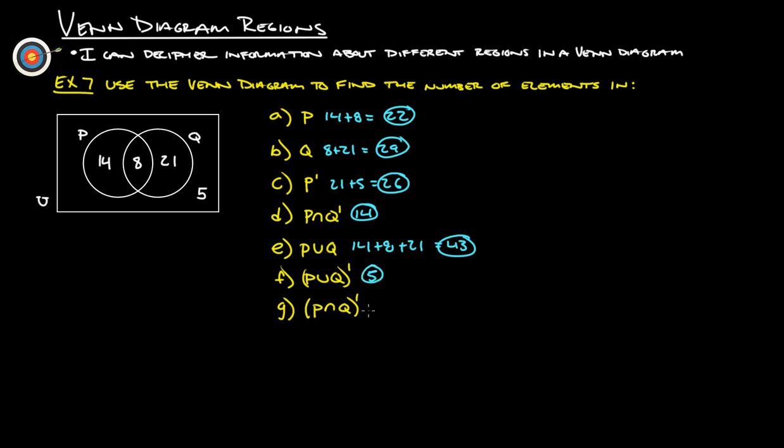And then P intersect Q prime. So P intersect Q is just this here. So P intersect Q prime is everything outside of this region. So 14, 21, and 5. Okay, so that's going to be 21, 31, 35, 40. 40 total elements. Okay. All right, let's take a quick comedy break here, and then we'll get back to the rest of this.